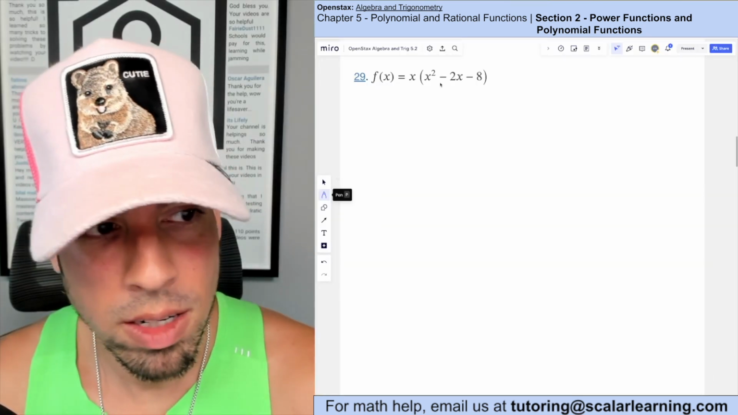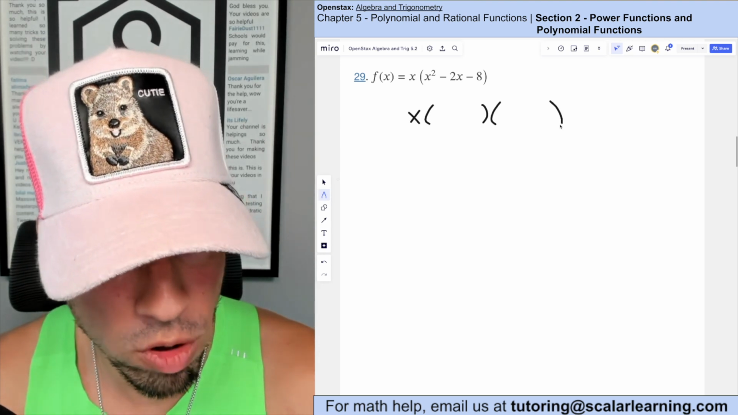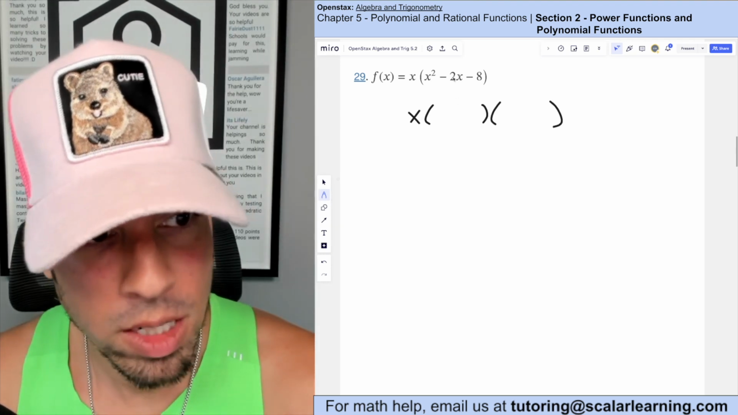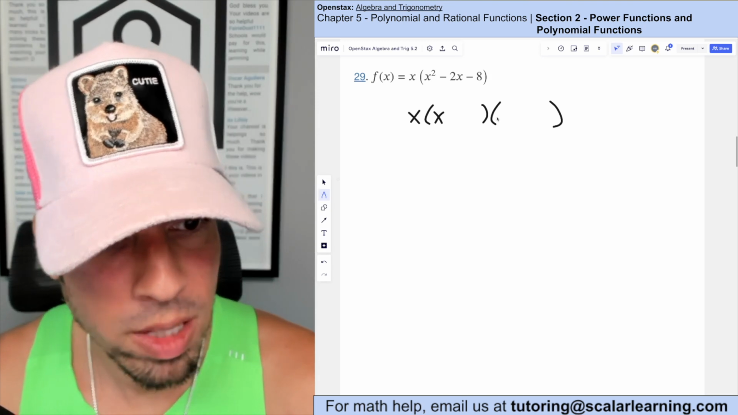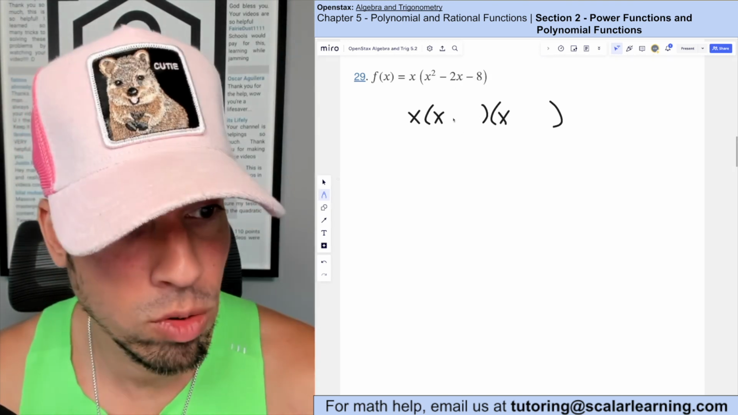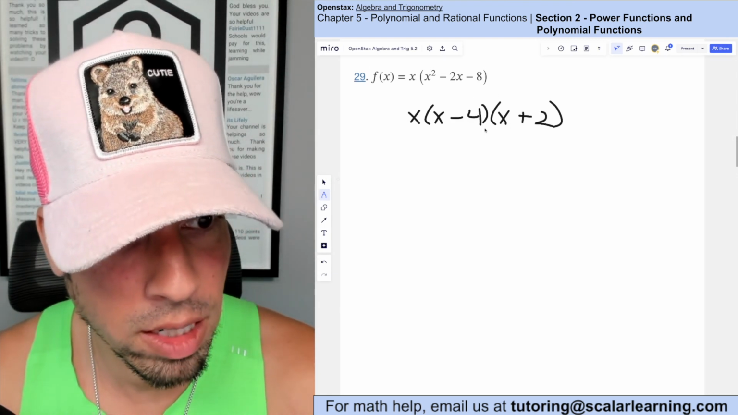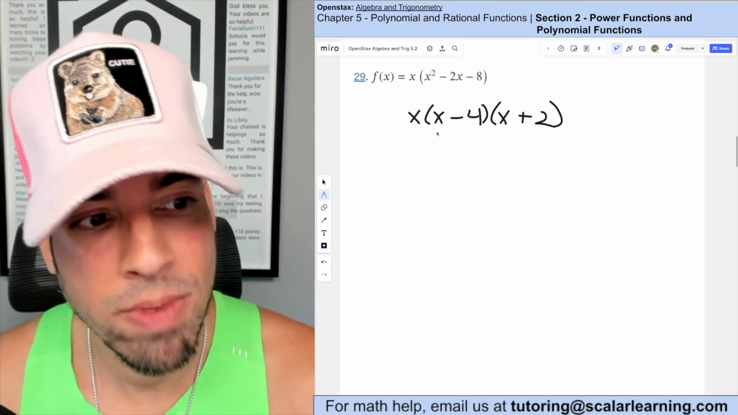For this one, to find the x-intercepts, we're going to start off right away factoring that trinomial. So it's x squared minus 2x minus 8, meaning we put the x here and x here. What two numbers multiply to negative 8 and add to negative 2? That would be negative 4 and positive 2. Multiply to negative 8, add to negative 2. So we factored this correctly.